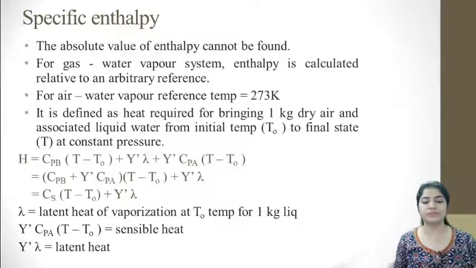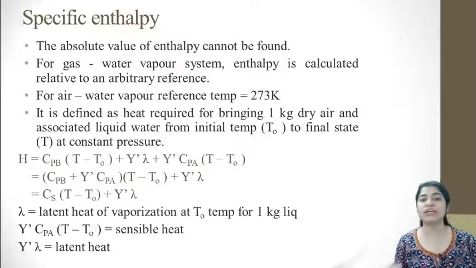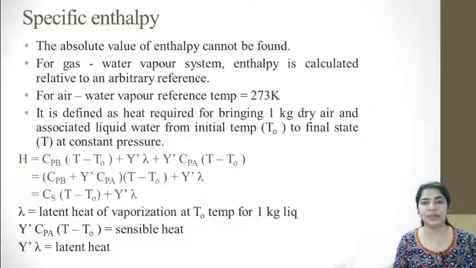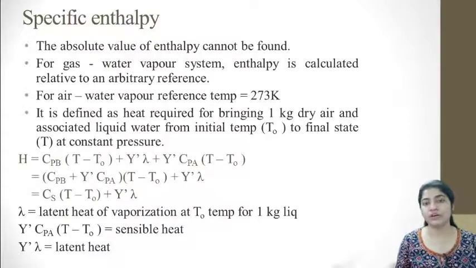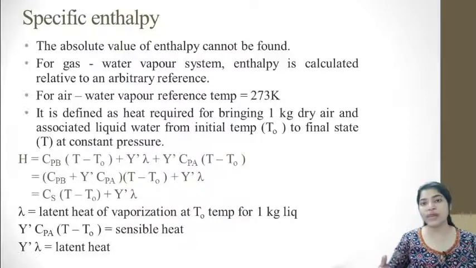So your formula is H is equal to CPB into T minus T0. Here CPB is the specific enthalpy of dry air. Specific means with respect to 1 kg, with respect to mass. Similarly, CPA is the specific enthalpy of water. Directly we are not taking air and water together, because the specific enthalpy of dry air and water is different. That's why we define it as the heat required to bring 1 kg dry air plus water.